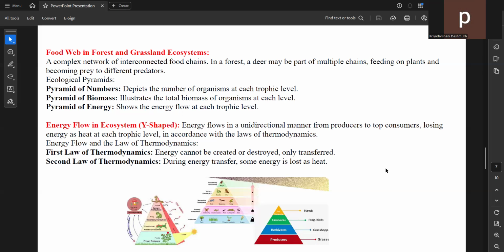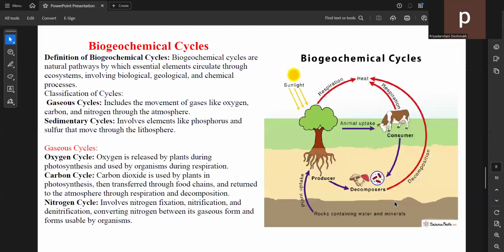So here, for example, we can say the energy flow and the laws of thermodynamics are well connected with each other. Here in the laws of thermodynamics, there are the zeroth law, the first law, and the second law of thermodynamics. In the first law, energy cannot be created or destroyed, only transferred from one form to another form. In the second law, during the energy transfer, some energy is lost as heat. And these are the diagrams which are showing you the energy flow in the ecosystem.